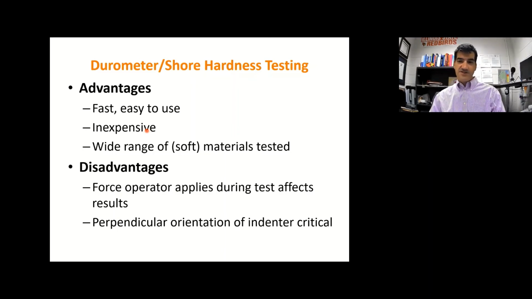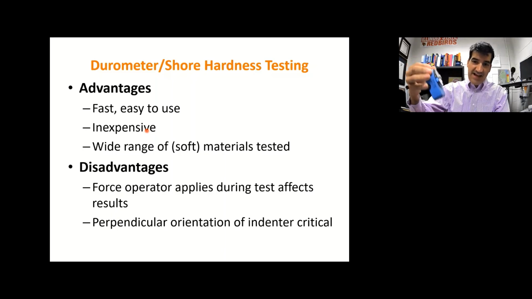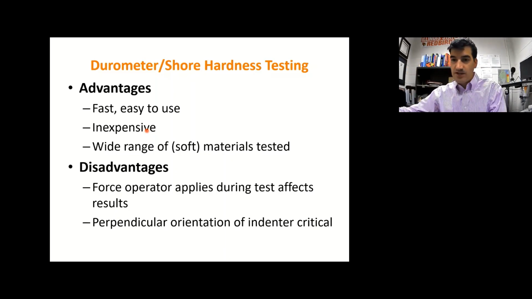The disadvantages here are that you can affect the reading by pressing harder on the material. You'll see that in lab 3, but if you press really hard or you don't press enough, then you can affect the overall result. So that's a disadvantage. And another thing is that it's really important that you apply the durometer straight down onto the test specimen. If you apply it at an angle, well, you risk damaging the durometer, first of all, but second of all, it's going to affect the reading as well.